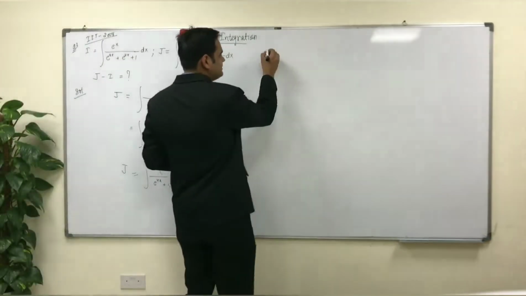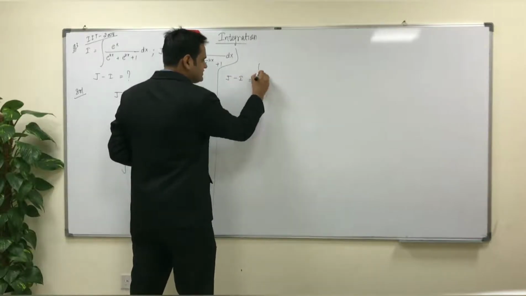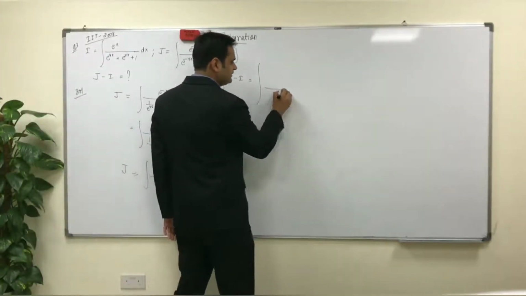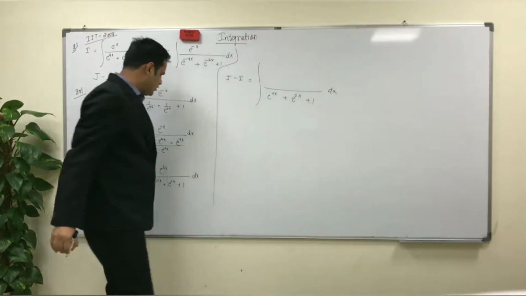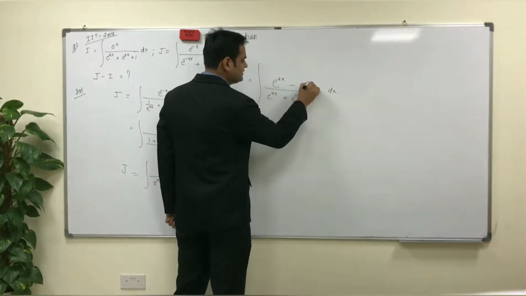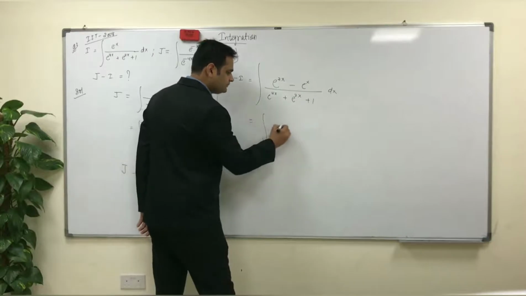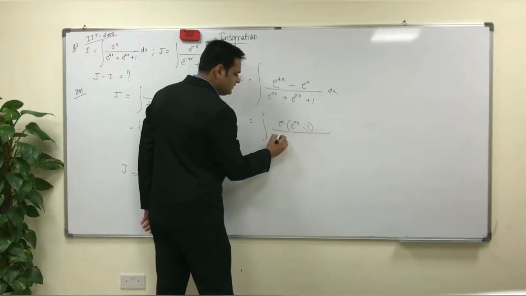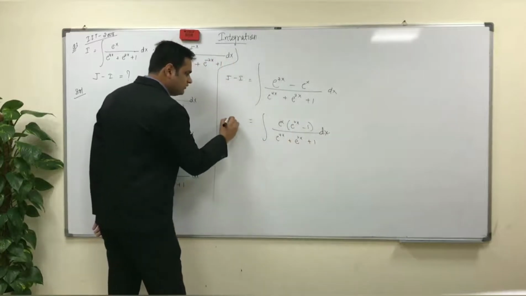Now what will I do? J minus I, I'll do it here. When I do j minus I, see what will happen? Because the denominator is the same, I can take the LCM, and the LCM will be nothing but e to the power 4x plus e to the power 2x plus 1 dx. Numerator will be e to the power 3x minus e to the power x. Now what I can do over here, I can take e to the power x common, and it will become e to the power 2x minus 1 divided by e to the power 4x plus e to the power 2x plus 1 dx. Now see, how can we solve it?